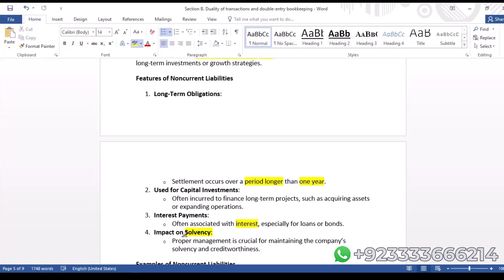Solvency is basically another word for liquidity. If we are able to convert our resources into cash frequently, we are able to manage it properly, we are solvent. But when we are not able to have a liquid business, we are not able to convert our assets into cash, we are having solvency issues. We are having money issues. We are not able to pay off our debts.